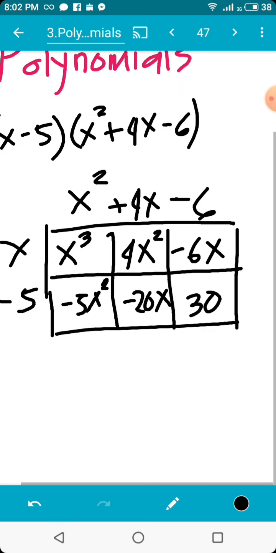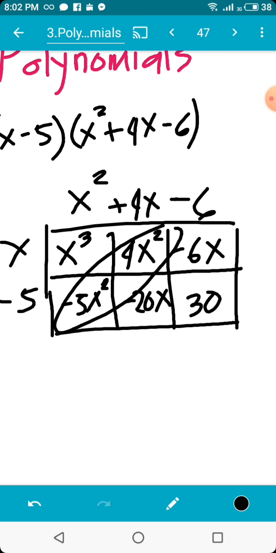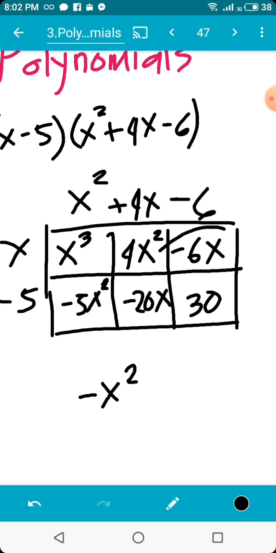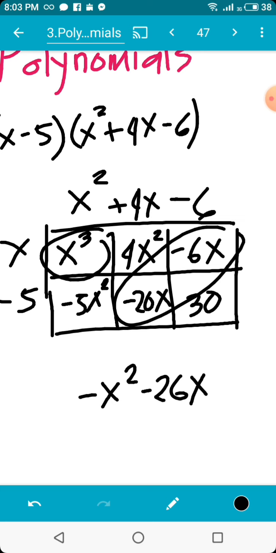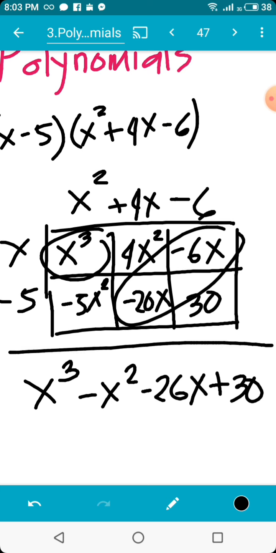Okay? And then, hanap tayo sa like terms. So, we have here negative 5x squared and then positive 4x squared. So, when we combine that, that is negative x squared. Okay? And then, ito naman, same ulit sila. So, we have negative 26x. Okay? So, wala na tayong same na term. So, ibaba na lang natin to. So, it will become x cubed and then yung 30 na positive. Okay? So, ito yung product na nakuha natin gamit yung box method. And same lang naman siya nung kaninang product na nakuha natin gamit yung distributive. Okay?